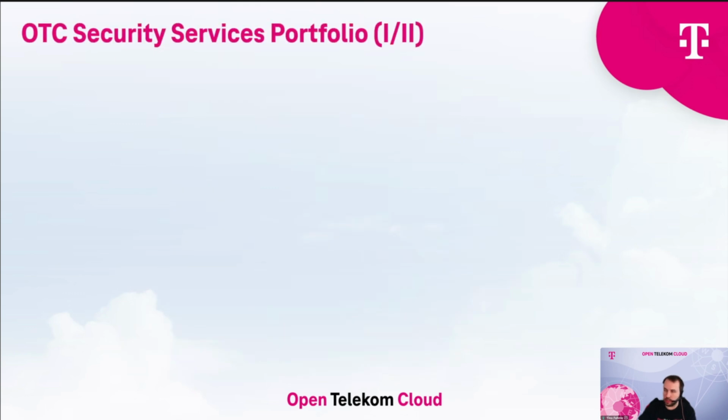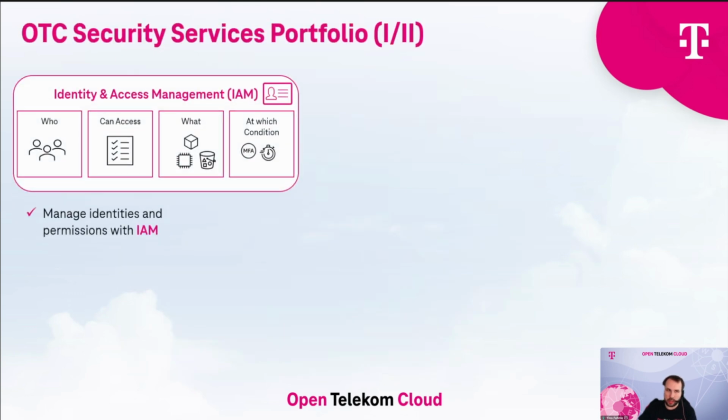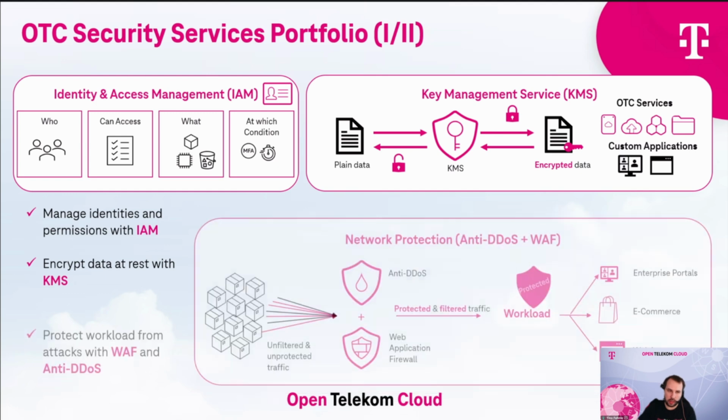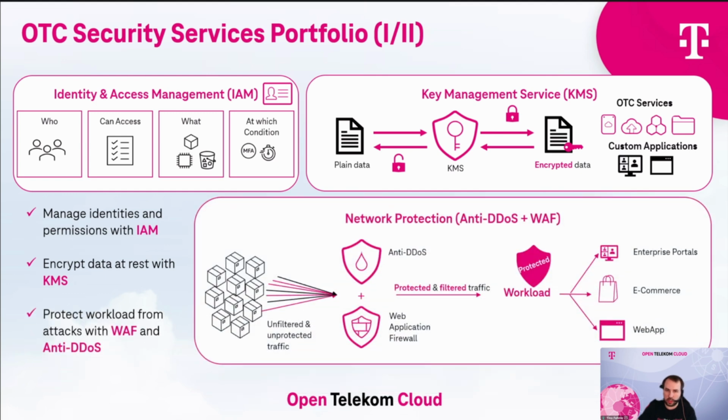That is our vision. What do we currently have in our portfolio? Let me just briefly wrap it up. First of all, we have Identity and Access Management, IAM, for managing your identities and permissions. Then we have the Key Management Service to encrypt data at rest. And we have the network protection side with anti-DDoS and web application firewall to protect your workloads from attack, where the Cloud Firewall will also play into later.